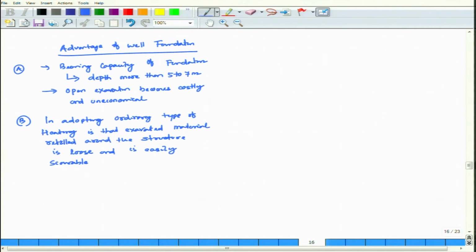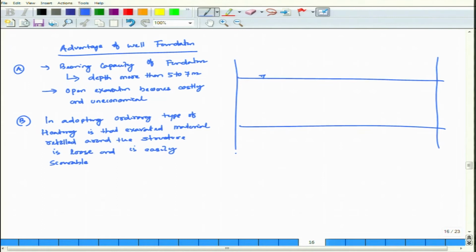What is the advantage? First one is the bearing capacity of the foundation. It requires a depth of more than 5 to 7 meter. What will happen? There is water flowing. Suppose there is a case here where water is passing from this section to this section. So the bearing capacity of the foundation requires more than 5 to 7 meter.